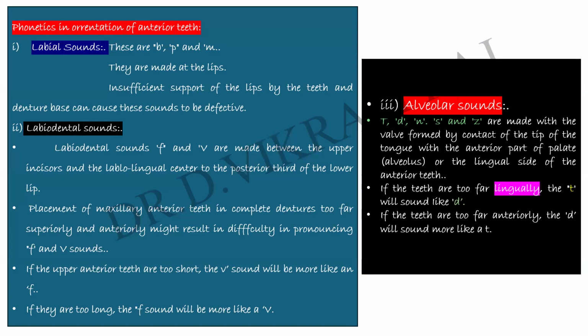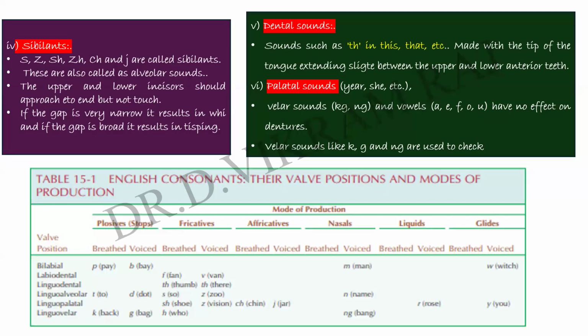And the alveolar sounds, that is T, D, N, S, Z, which are made within a valve formed by the contact of the tip of the tongue with the anterior part of the hard palate. If the teeth are too far lingually, the T will sound like a D. This is why in childhood also we have been learning papa mama, kaka gaga, everything. The sequence is because in that age we try to pronounce the sounds, and thereby our tongue will be twisting accordingly, so our pronunciation will be enhanced in the future.